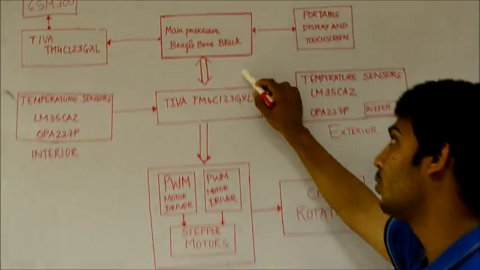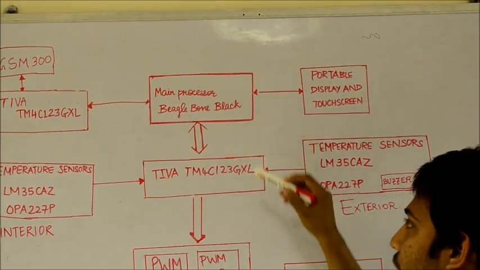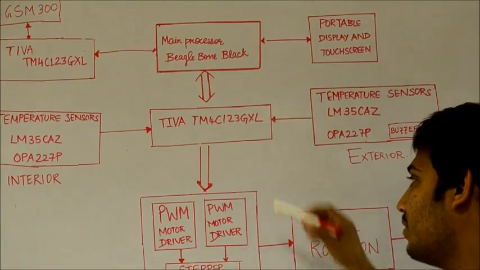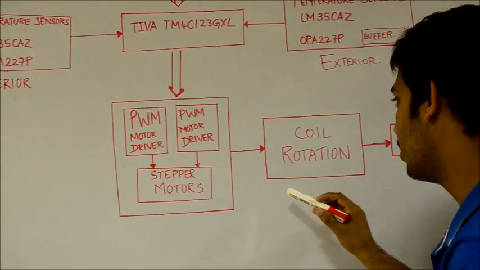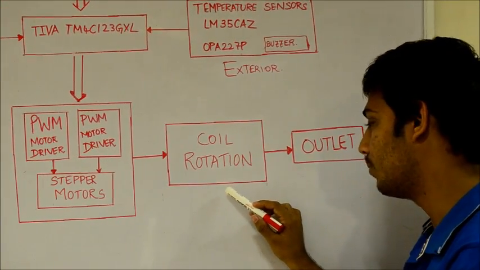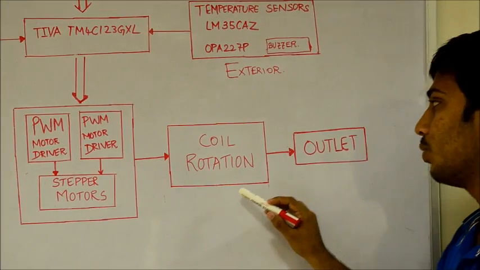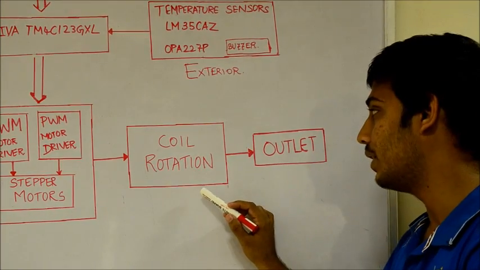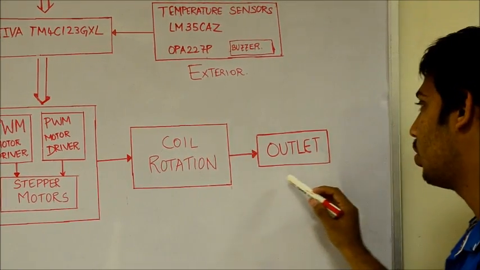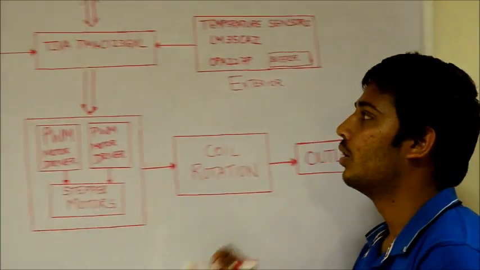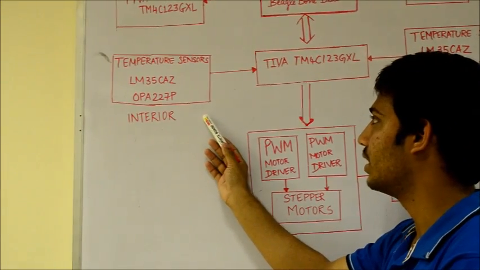We have used BeagleBone Black as our main processor, which communicates with the TI C board to drive stepper motors, which in turn drive aluminium coils. These aluminium coils are responsible for translatory motion of our medicine strips, which are dispatched to the outlet of our system. This is our first temperature sensing unit.